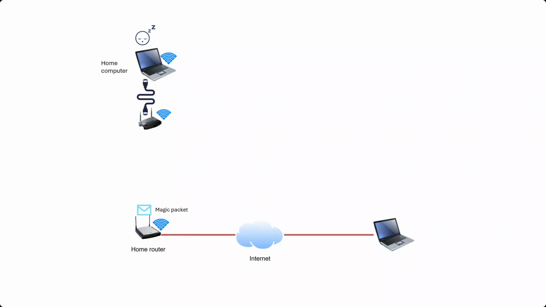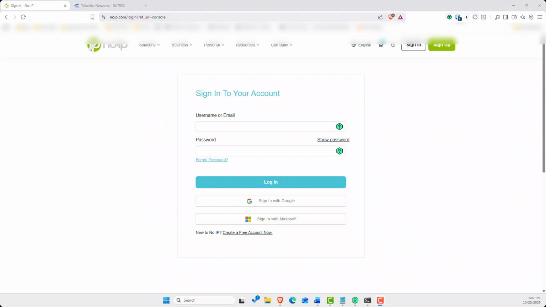You connect it to your home Wi-Fi, then plug your PC into it with a short Ethernet cable. That's exactly the setup I'm using for this demonstration. Now I'm going to show you how to use the NowIP DDNS service to create a hostname and keep it synchronized with your router public IP address.